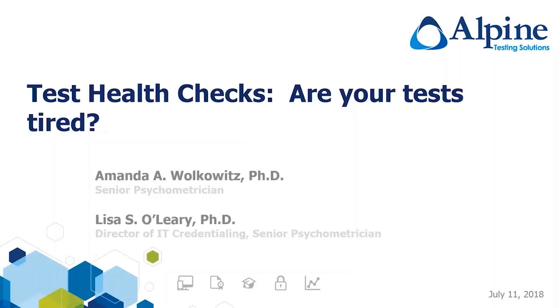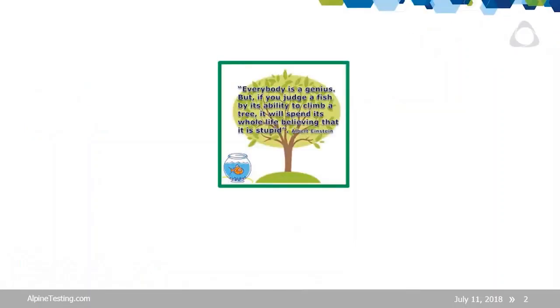So the title is Test Health Checks. Are your tests tired? You might not know what a health check is, but we will define that as we go. But here's just starting off, a quote supposedly from Albert Einstein: Everybody's a genius, but if you judge a fish by its ability to climb a tree, it will spend its whole life believing that it's stupid. So basically what we're getting at is if you aren't testing what you're supposed to test.